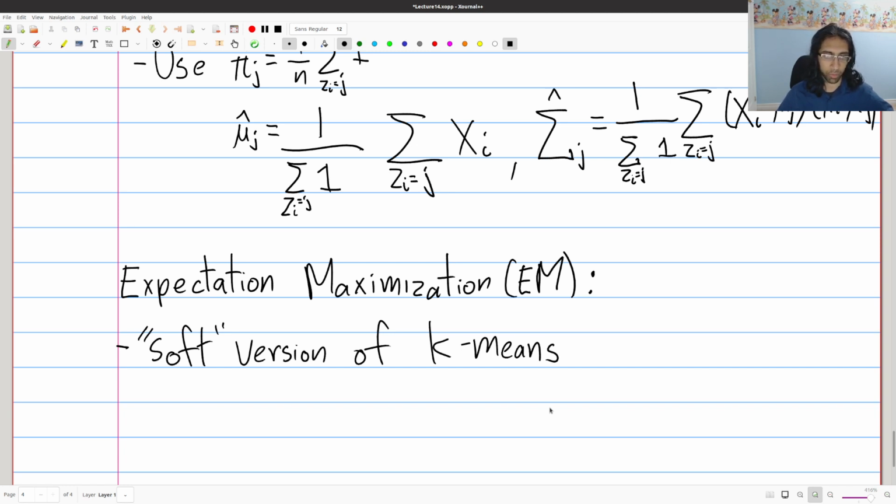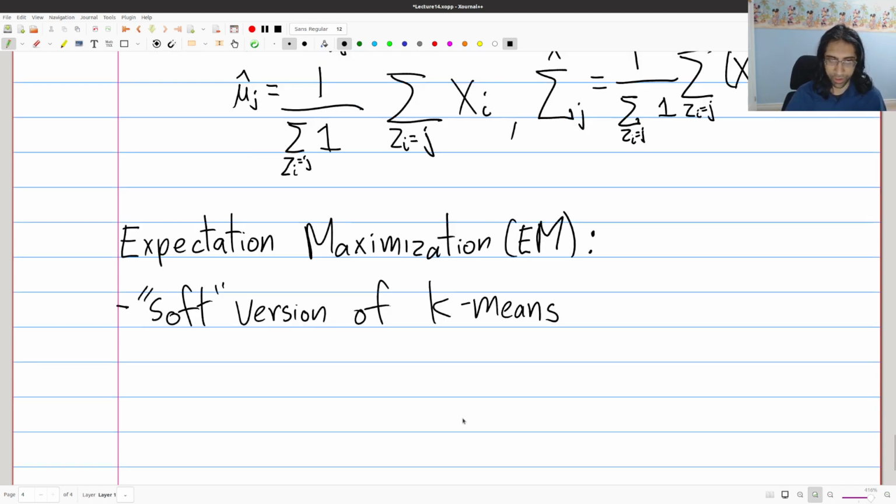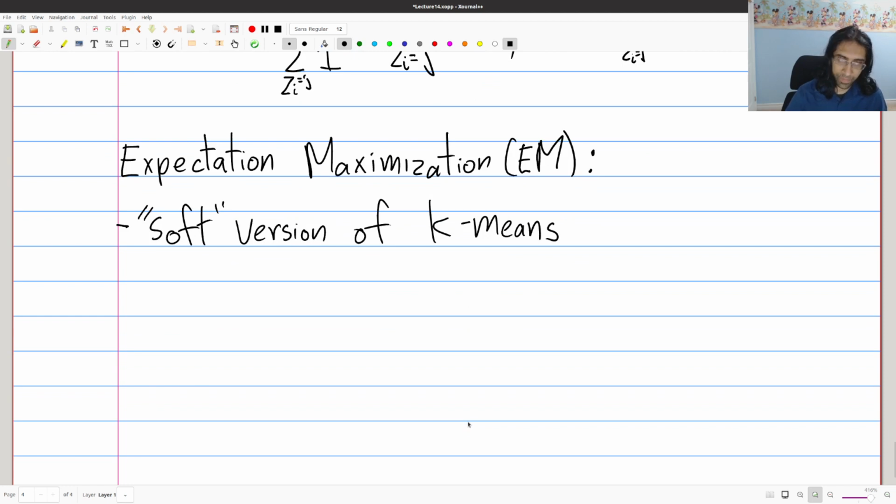So the idea is a point is going to lie in multiple clusters at once, and we're going to use it to compute the parameter updates for multiple clusters at the same time, proportional to how big its weight is. So yeah, it's a soft version of k-means. That's the important thing to get at this point.